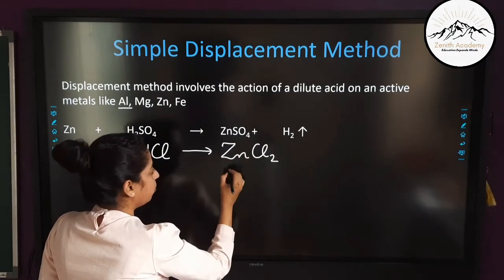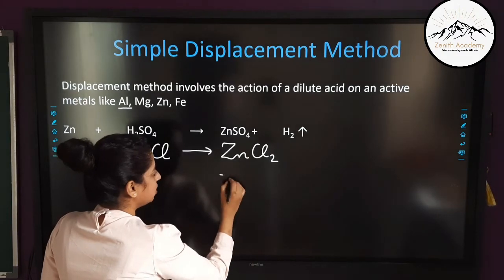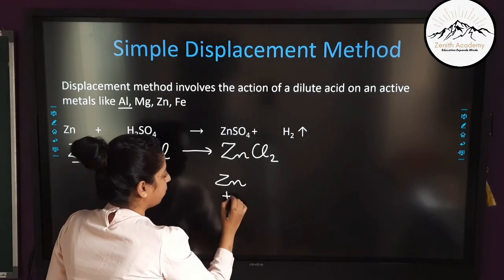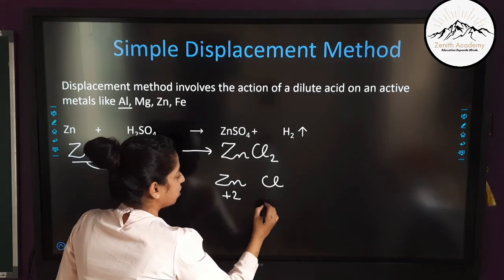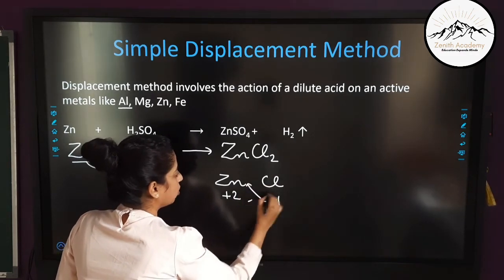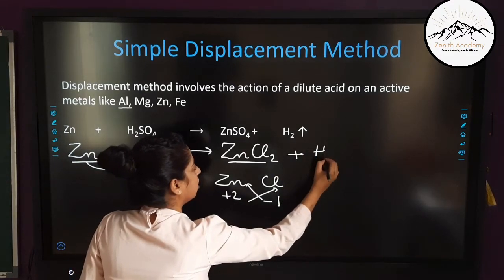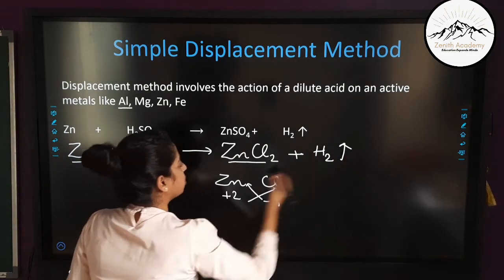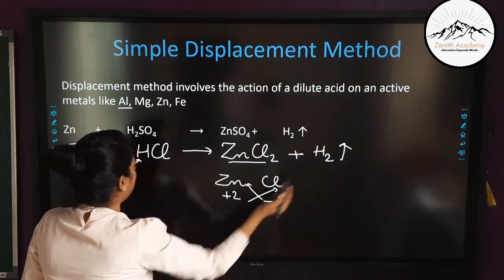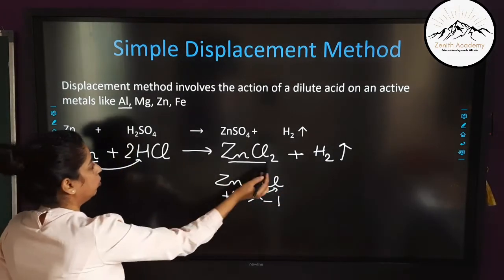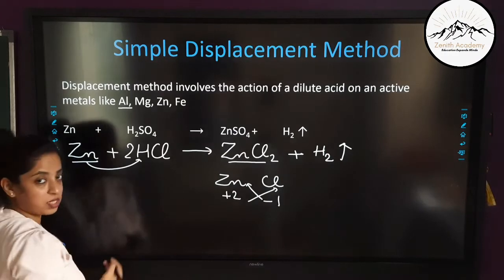Why ZnCl2? Because Zn has a valency of +2, chlorine has a valency of -1. So when you cross, the formula becomes ZnCl2, and hydrogen has to release. Now just balance the reaction. There are 2 hydrogens here, so make it 2 chlorine, 1 zinc, 1 zinc. Correct?